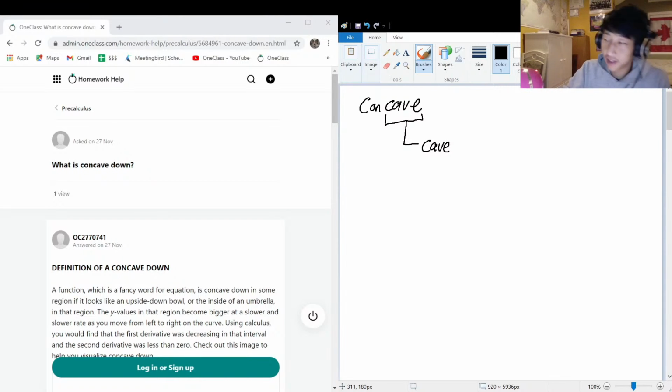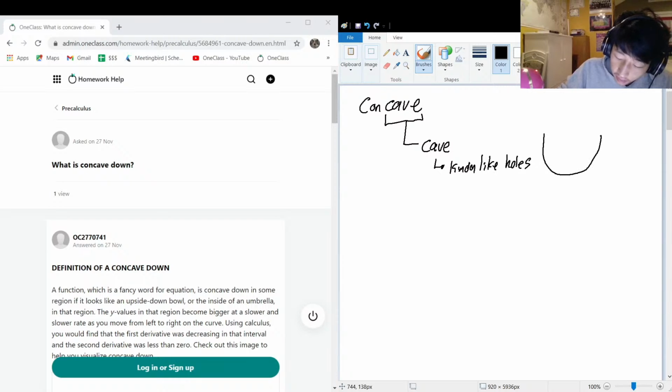And we know caves are like holes, right? You can crawl into a cave. Bears live in caves. So these are like holes. So this would be like the concave region. If this is maybe deep in a forest somewhere, and this could be a cave, this would be a concave.